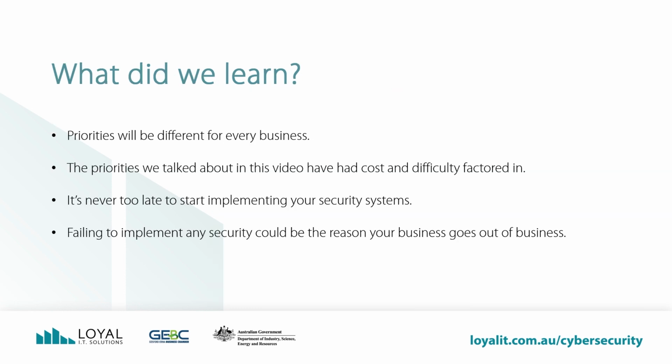For the final time, what did we learn? Priorities will be different for every business. The priorities we talked about in this video have had cost and difficulty factored in. They may not be the priority list for your business, so speak to your trusted IT company to develop your defensive strategy. It's never too late to start implementing your security systems. Start with the easy and free stuff, then move on to the more complex items. A little effort today could save you tomorrow. Failing to implement any security could be the reason why your business goes out of business.